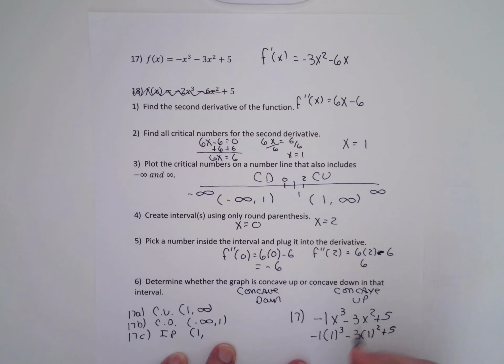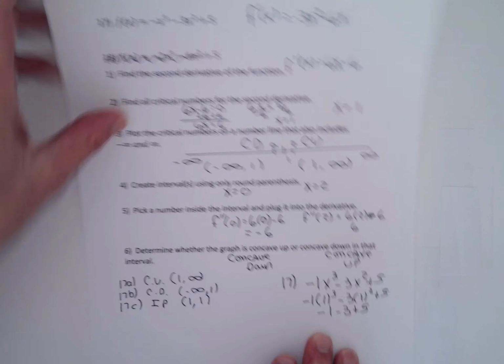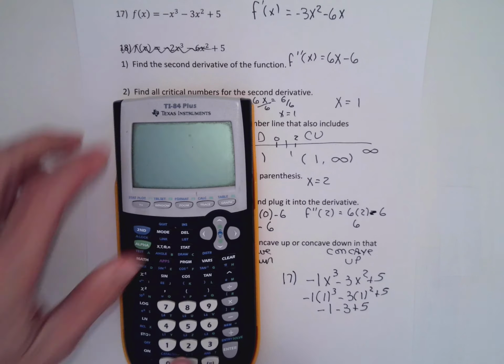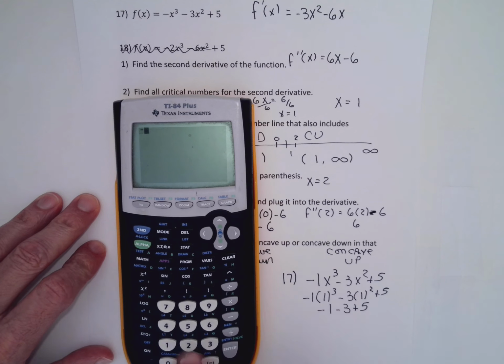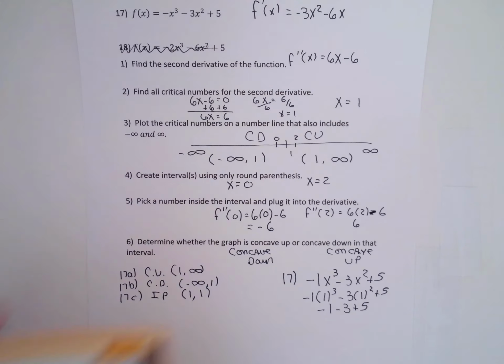And do this on your calculator. I'm probably dumb doing it in my head, because this is when I start to write down mistakes, but I think this comes out to positive 1 again. So I think the inflection point is going to be 1, 1. Let me do this on my calculator real quickly. Negative 1 times 1 cubed minus 3 times 1 squared plus 5. It is 1. And that's everything for 17.